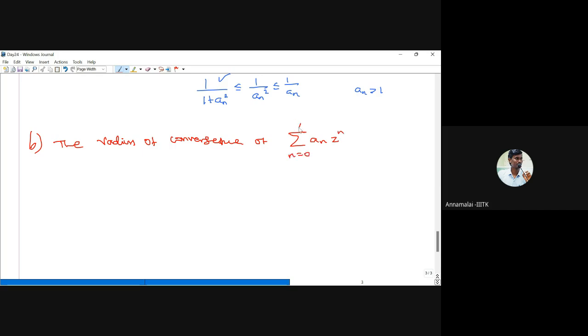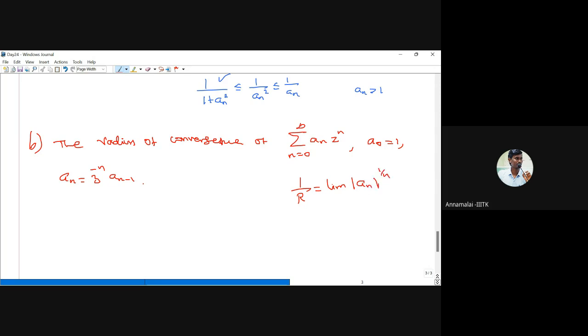Anyway, now what is this an? a naught is 1, and an is defined to be 3 power minus n times an minus 1. So these are the an. Now what is the radius of convergence? So how to find the radius of convergence? You have to take the modulus of an power 1 by n. That is, you can take the Cauchy-Hadamard formula: 1 by r equals limit of modulus of an power 1 by n.